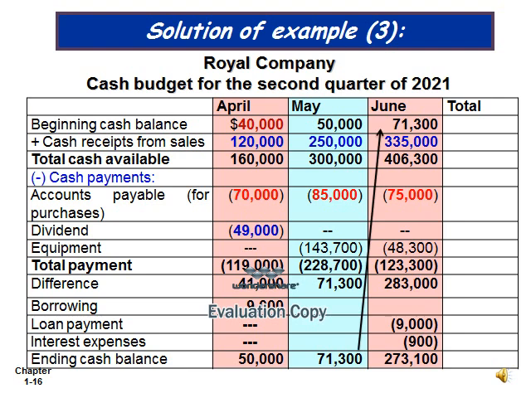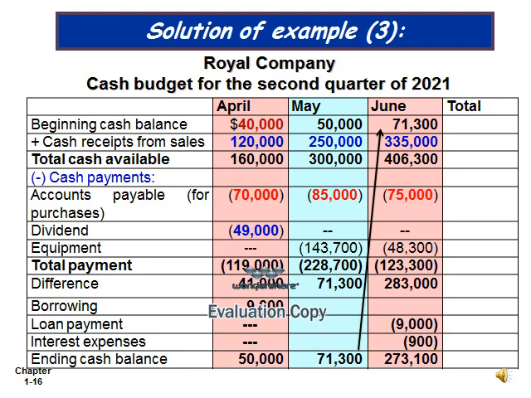In June, the beginning cash balance of $71,300 plus cash receipts from sales of $335,000 equals total cash available of $406,300, minus cash payments: accounts payable $75,000, dividends 0, equipment $48,300. The total payment equals $75,000 plus $48,300, which equals $123,300. The difference between cash receipts and cash payments, $406,300 minus $123,300, equals $283,000. This is the difference in June.